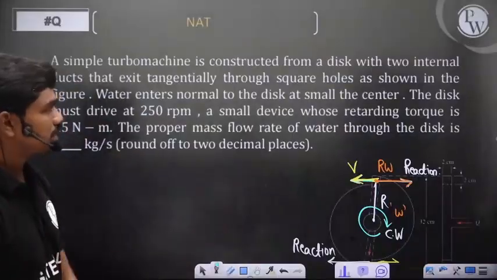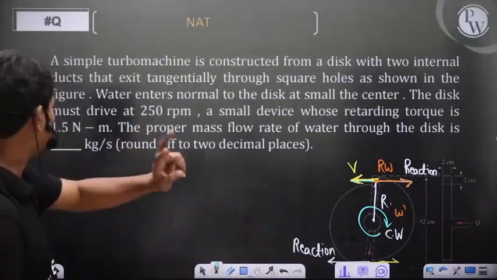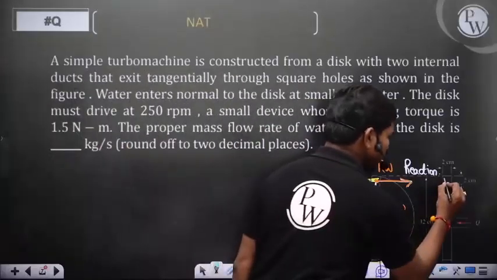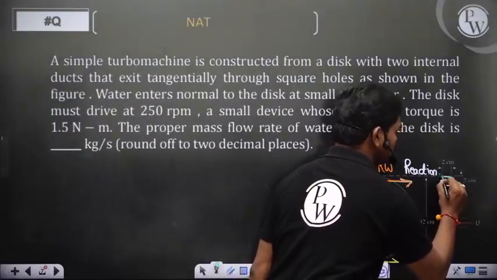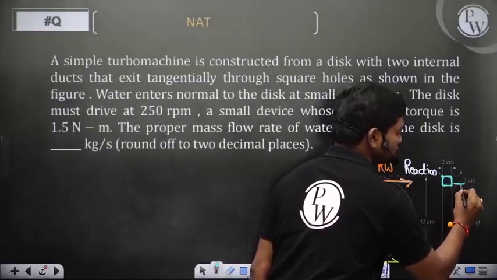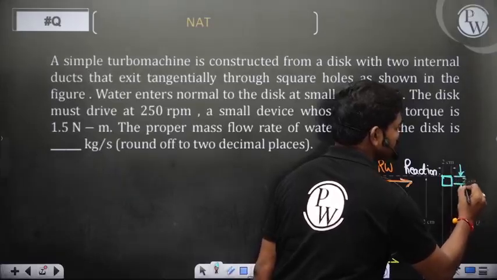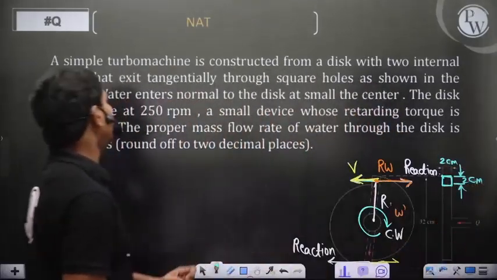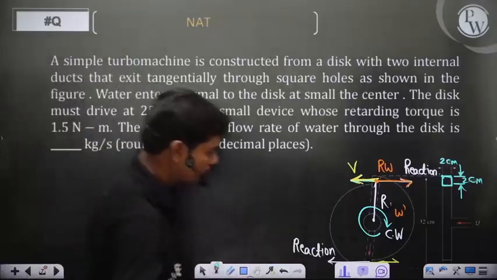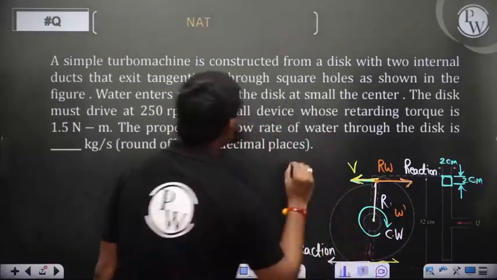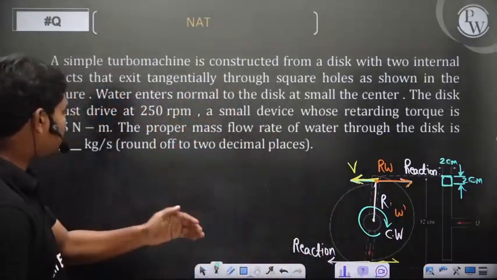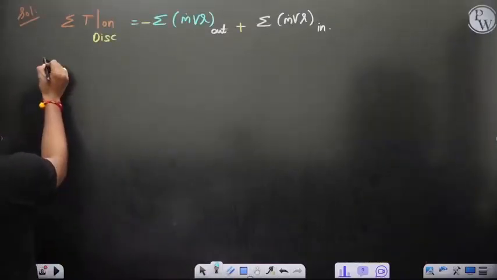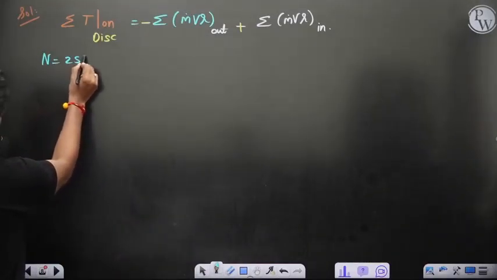A simple turbo machine is constructed from a disk with two internal ducts that exit tangentially through square holes. यहाँ जो क्रॉस सेक्शन है वो square hole, so fluid is coming through this square hole. So this is 2 centimeters and this is also 2 centimeters. Okay, now water enters normally, matlab water is entering normally at the center and it is getting splitted. The disk must drive at 250 rpm. Okay, so what is the speed of the disk? N is equal to 250 rpm.